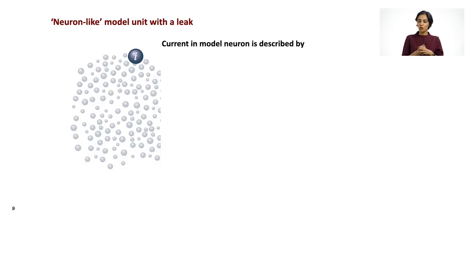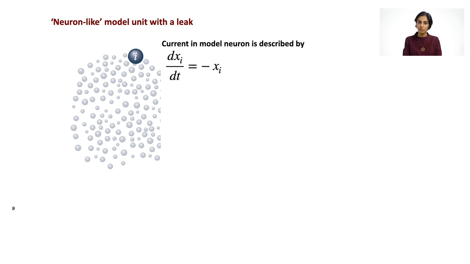So if you have a single model neuron, here I've written down one that I've called I, and that's just sitting in a bath of other neurons, the current in a model neuron is essentially what happens when there's a neurotransmitter release. Neurotransmitters come into this bath, channels open in the cell, and current flows into the cell. That current in this model neuron can be described by a linear first-order differential equation of this form.